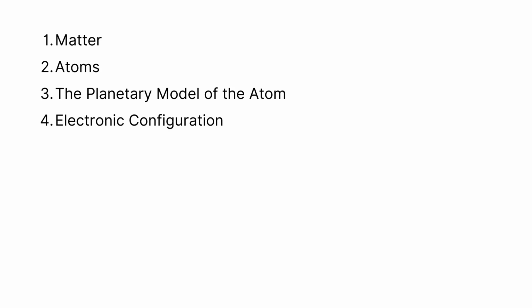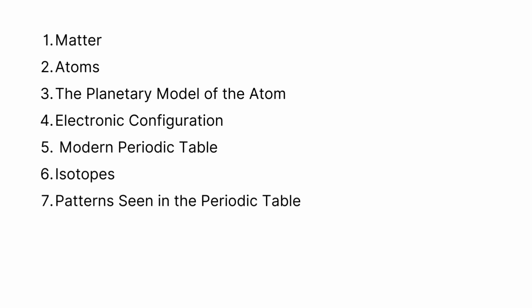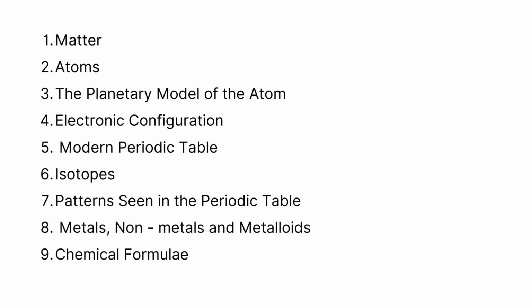Then we will study the modern periodic table, where all the elements are listed in a proper manner according to the atomic number. Then we will discuss isotopes and look at several examples of isotopes. Then we will see some of the patterns seen in the periodic table, such as first ionization energy and electronegativity. Then we will look at metals, nonmetals, and metalloids, and discuss some examples of them. Then, at last, we will study how to write the chemical formulas of compounds.